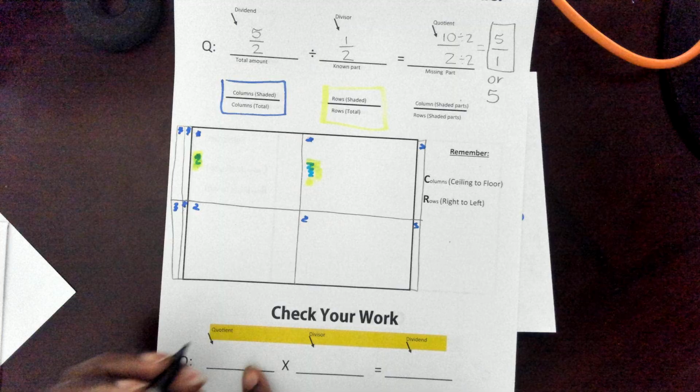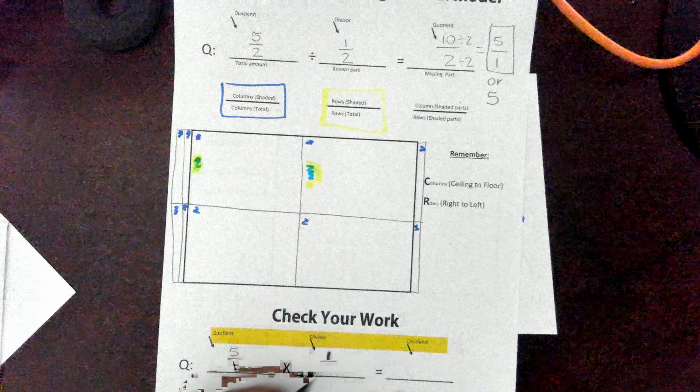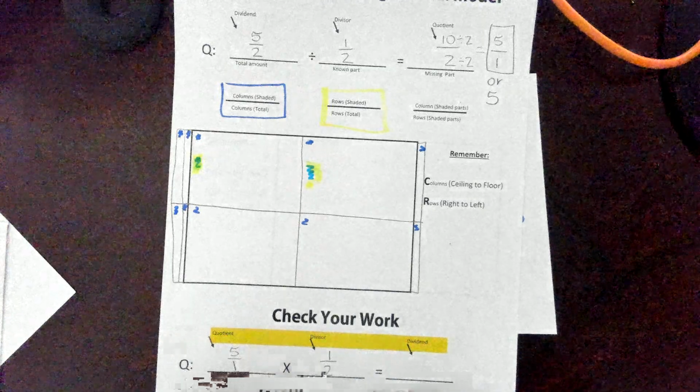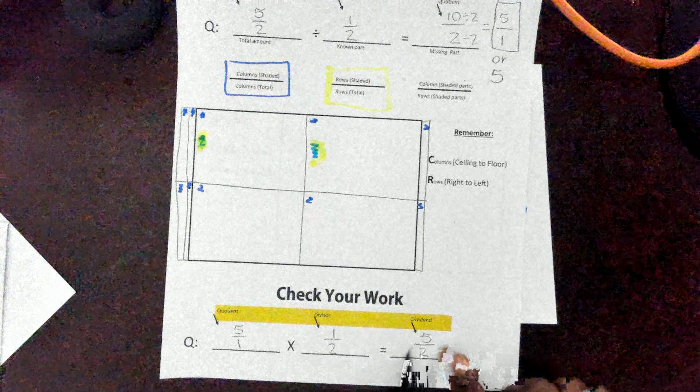And to check our answer, we can go back to checking our work by putting our quotient in here, which is 5 over 1, multiplied by our divisor, the part that we knew about. So these are the two parts, and the two parts should equal the whole, which is the dividend. When we multiply fractions, we remember that we always multiply straight across. So we go 5 times 1 is 5, 1 times 2 is 2. So we should have 5 halves for our dividend, which is what we had up there.